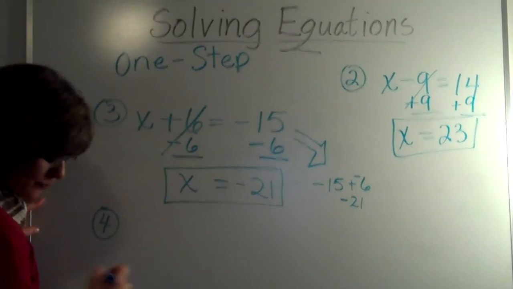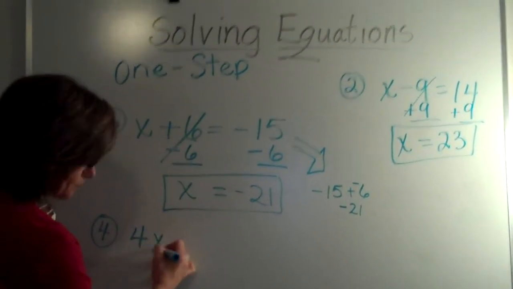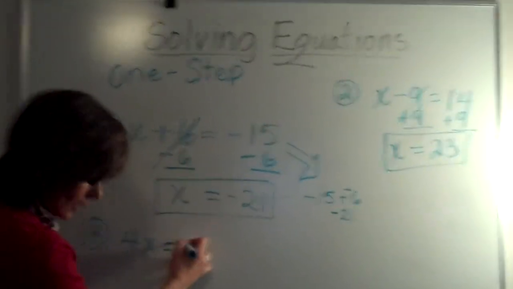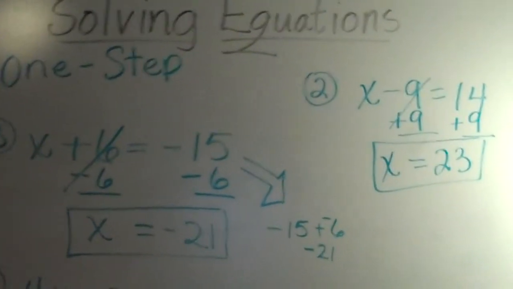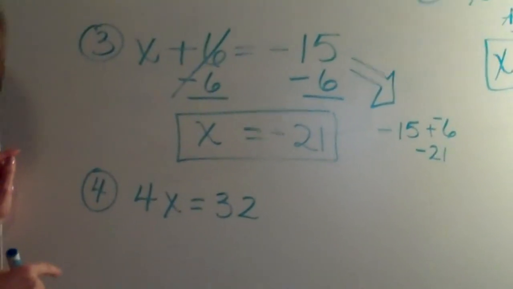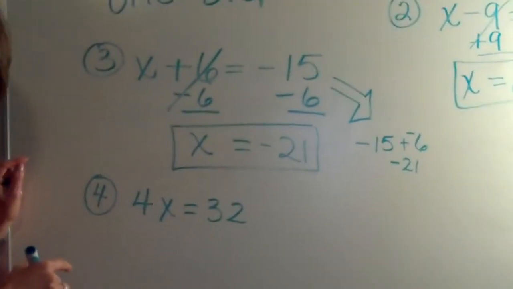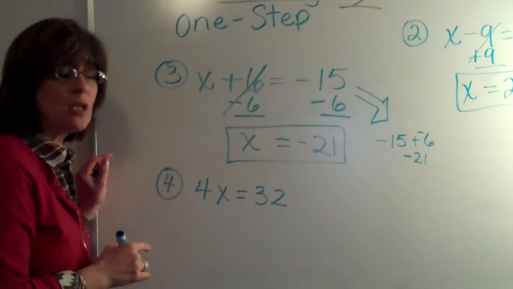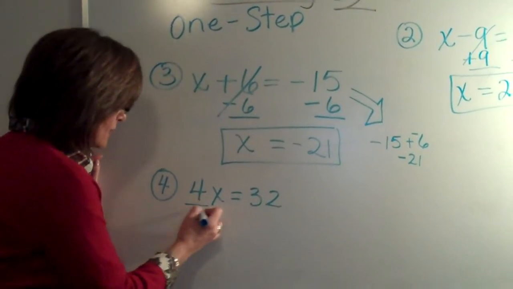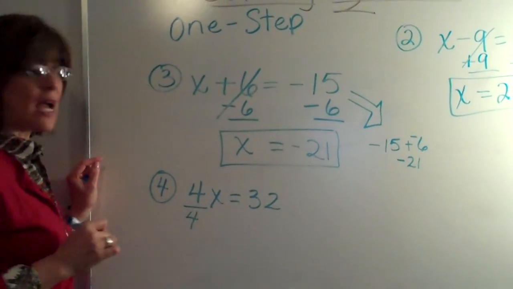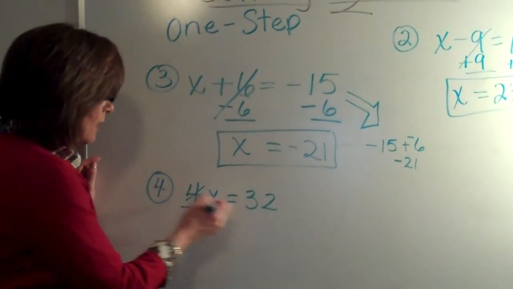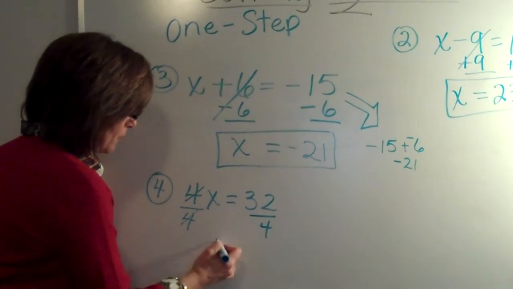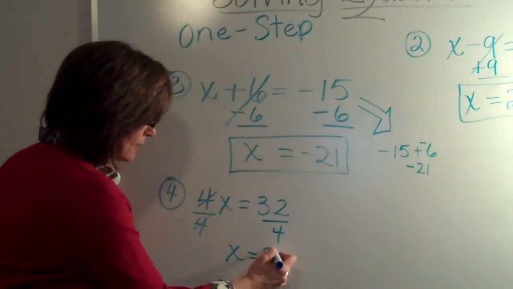Let's try another one. Number 4. This time, if you notice, x is here, but attached to x is 4. We need to get rid of that 4. How is it attached to x? By multiplication. How do we undo multiplication? With its inverse, which is division. So we divide this side by 4, and we show it like this, and we divide this side by 4. So x equals 8.